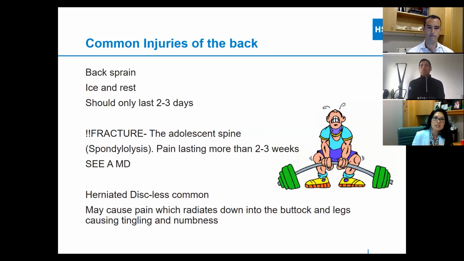That disc is really our shock absorber, and it absorbs a lot of the forces of gravity and jumping and running. And so it can get injured, and when it does herniate or bulge out, that bulging can sometimes irritate the nerve. That's when some people who get a herniated disc may notice pain that shoots down into their legs or into their buttocks, and that causes tingling or numbness. Again, that's something that you want to get evaluated by a physician fairly quickly.